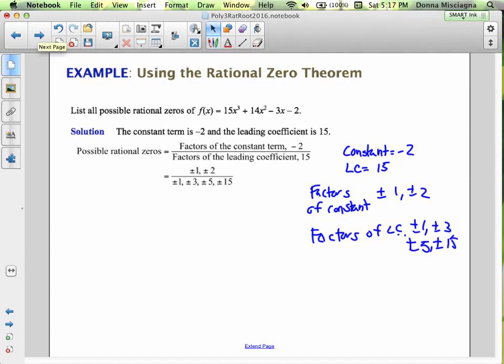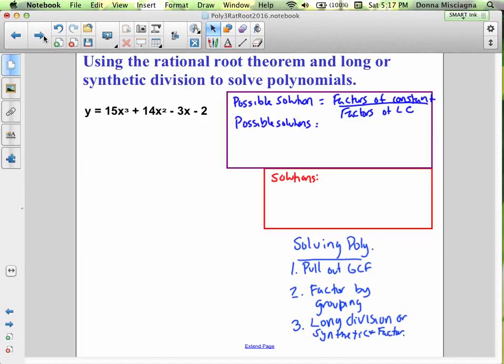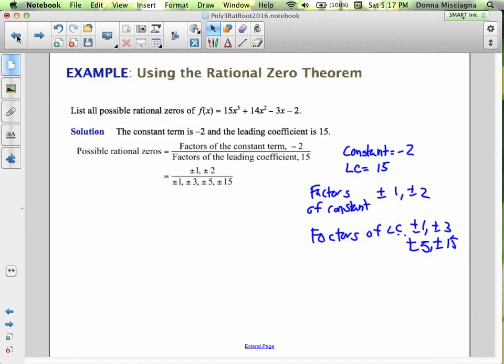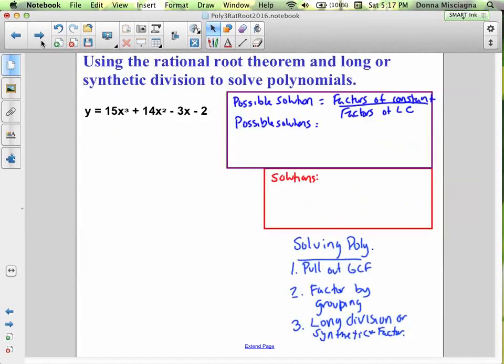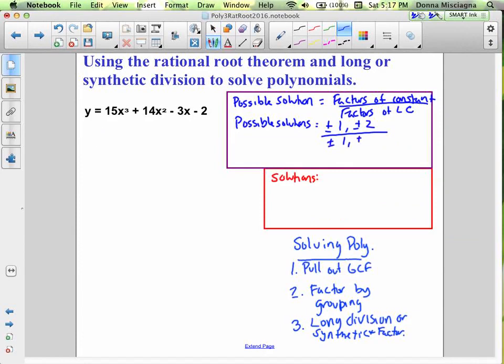Let's write a list of all our possible solutions. Let me see if I left space over on the other page. I did. All right, so let's write it down there instead of over here. All right, so our possible solutions, okay, so we showed that we have plus or minus 1 and plus or minus 2 divided by plus or minus 1, plus or minus 3, plus or minus 5. Oops, that's supposed to be 5. And plus or minus 15.